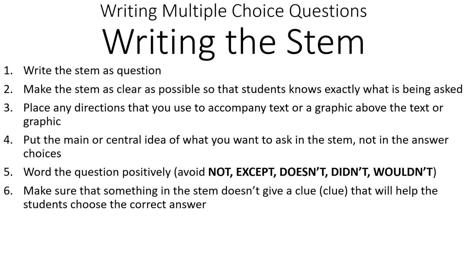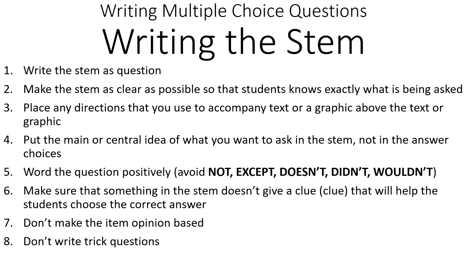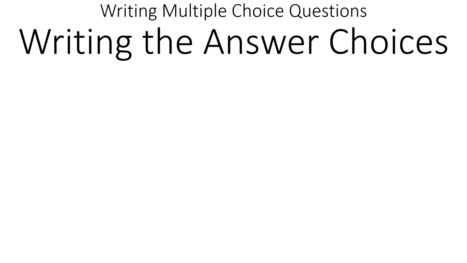Make sure that nothing in the stem gives a clue. For example, if you have children in the stem and there are a bunch of options that also have children, then they might think it's not the correct answer. And opinion is not an option for a multiple choice question. Also, do not trick it, because then you won't be able to test what we are testing.